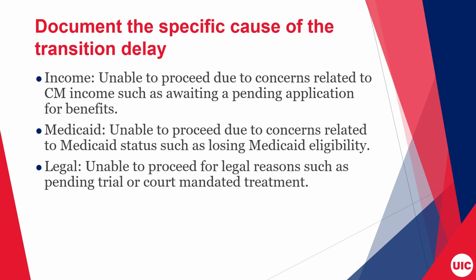Medicaid. The class member is unable to proceed due to concerns related to Medicaid status. For example, the class member will lose Medicaid eligibility once transitioned due to income and is unable or refuses to pay for housing or recommended community services and supports. Legal. The class member is unable to proceed for legal reasons, such as a pending trial, court-mandated treatment, or is experiencing difficulty obtaining housing due to justice-involved circumstances or background, as evidenced by being denied for multiple apartment applications.